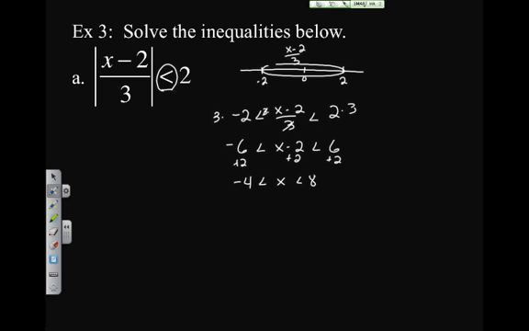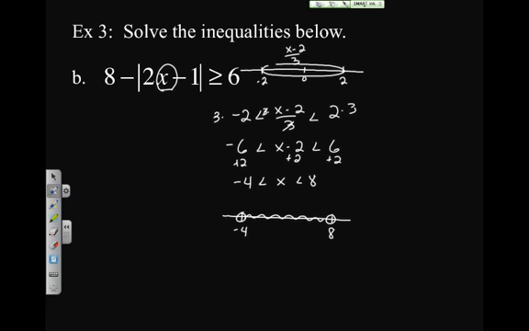So that's the solution written out as an inequality. If we wanted to graph this, we've got negative 4 over here on the left, we've got 8 over here on the right. They're both open circles because it's not an or equal to problem, and it's this stuff in between there. Okay, so that's an example of an inequality.